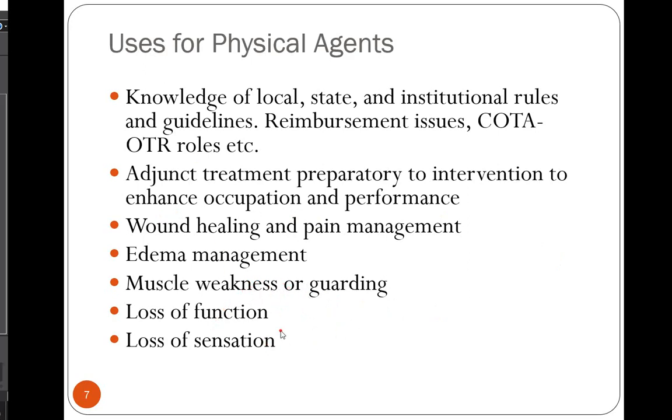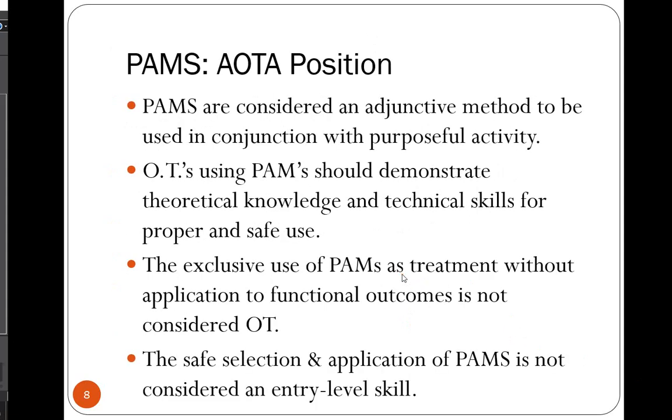We use it if there's a breast extension difficulty, if there is shoulder subluxation, we use electric stimulation to enhance the strength of the deltoid, for example, for shoulder subluxation and for loss of sensation as well. The American Occupational Therapy Association has a position paper that covers PAMS, and it's a good read. I encourage you to look at it. But in a nutshell, it says PAMS are considered as an adjunct method to be used in conjunction with purposeful activity.